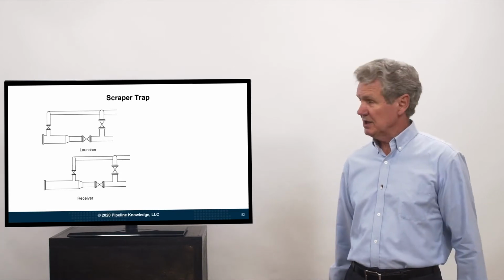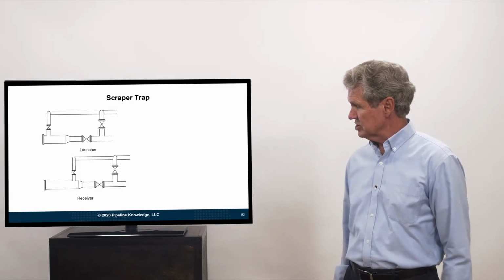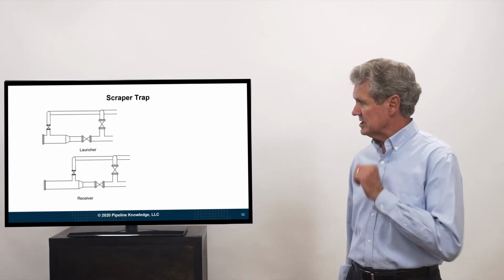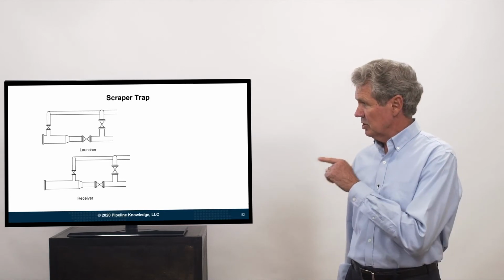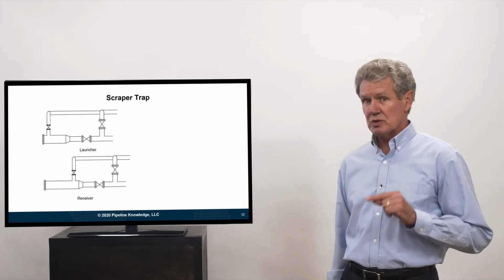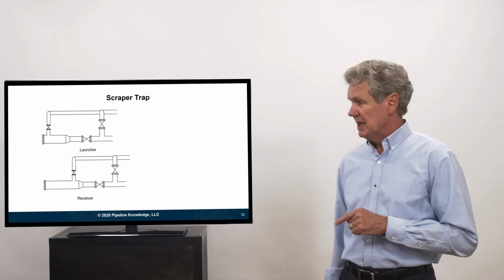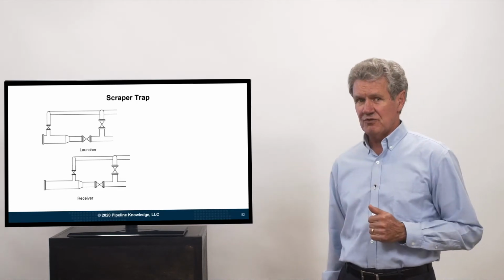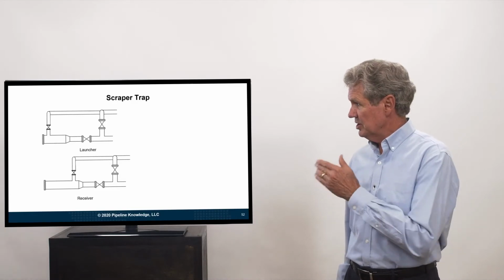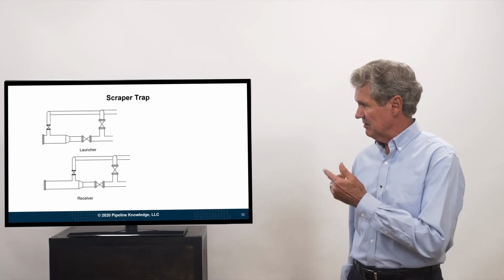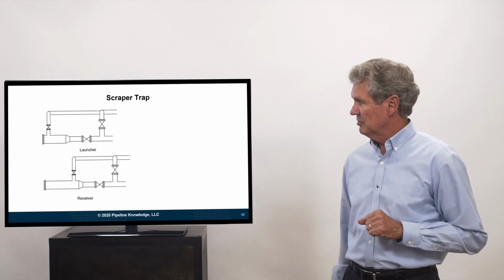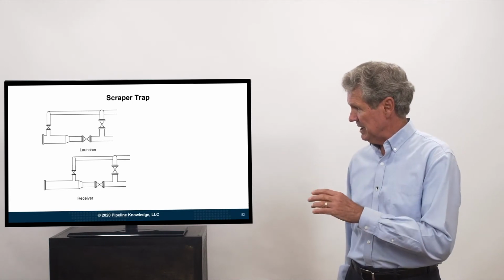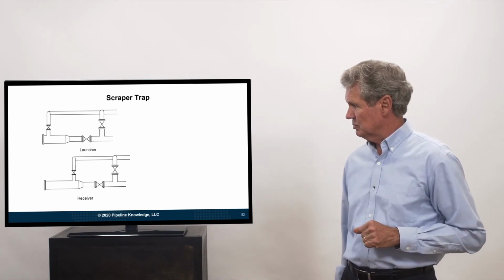Here's a drawing I developed that shows a scraper launcher and a scraper receiver. And if you look at this, you look at the launcher, that one line is towards the back of the launcher. And you look at the receiver, that same line is towards the front of the launcher. The other valves are located the same place. We have a valve to isolate the barrel from the other parts of the pipeline, and we have a line there to let flow through.